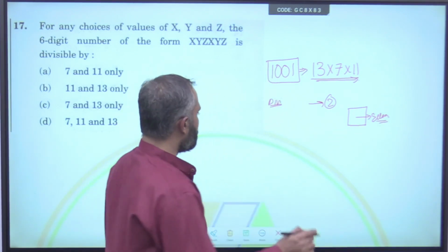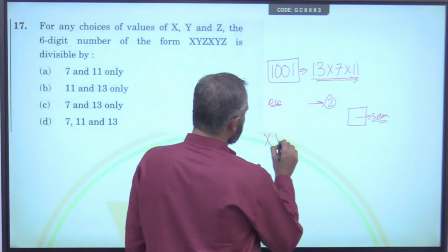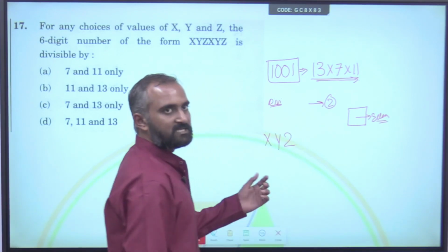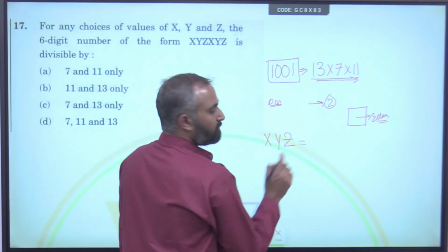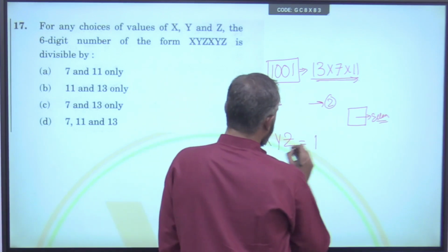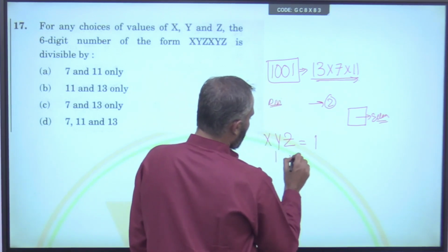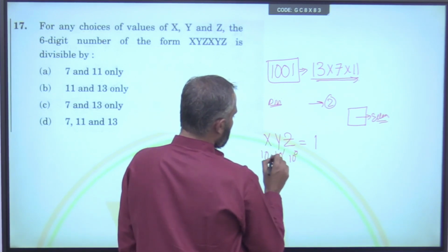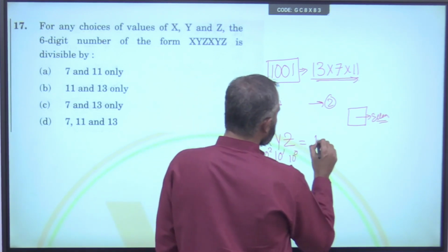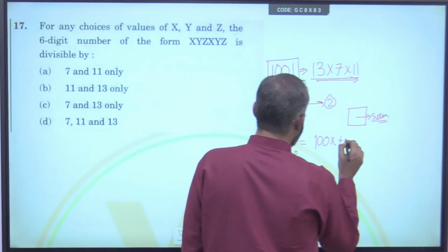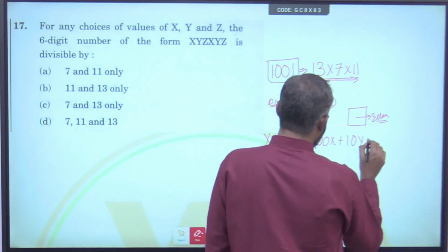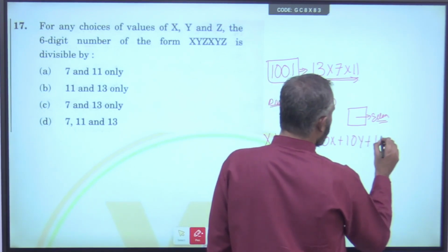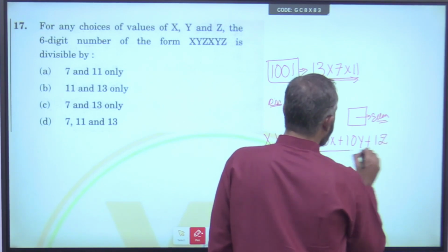Let me explain. Any number xyz in decimal form can be represented with powers of 10: 10 to the power of 0, 10 to the power of 1, and 10 to the power of 2, since this is a decimal system. That means 100 into x plus 10 into y plus 1 into z. Now, divide this by 2.